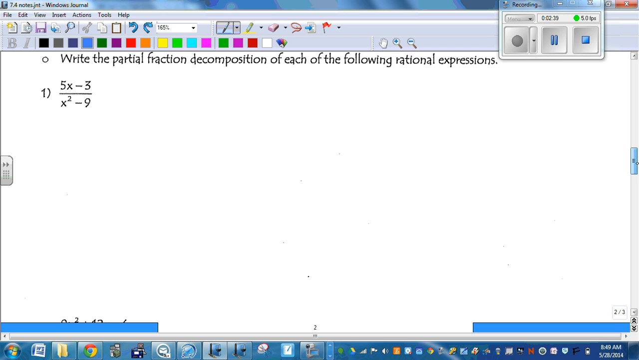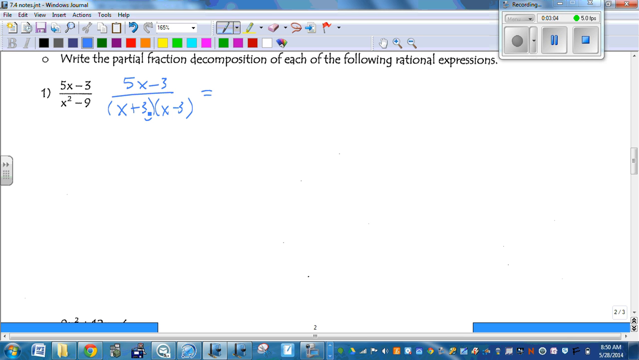at number 1. I'm just trying to break this down into two smaller parts, or in this case it comes out to be 2. It could be more than 2. All right, first step, factor that denominator. So our denominator is just the difference of 2 squares. We get x plus 3 times x minus 3. All right, each factor is just to the first power.